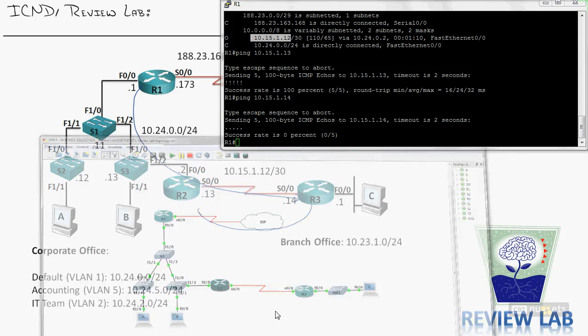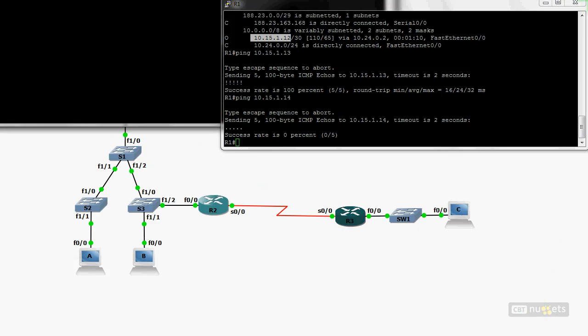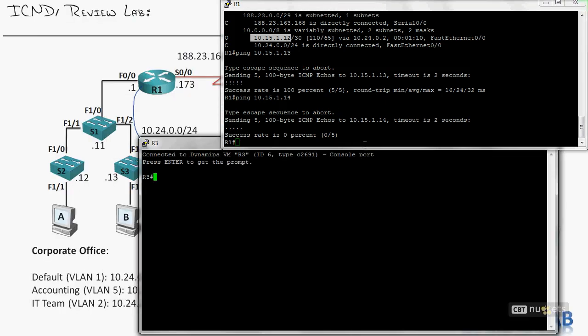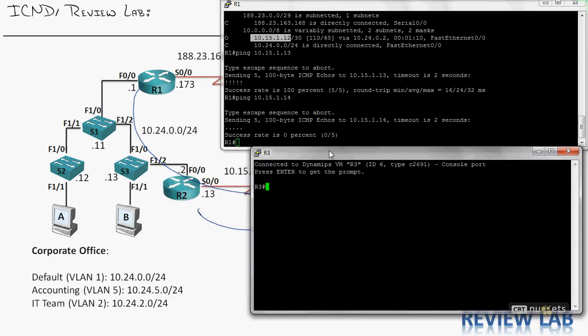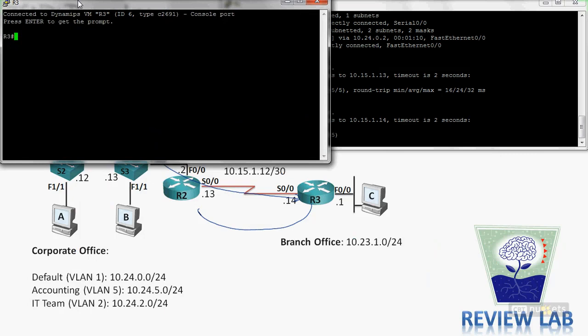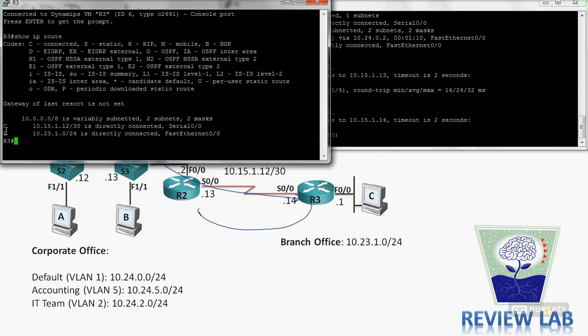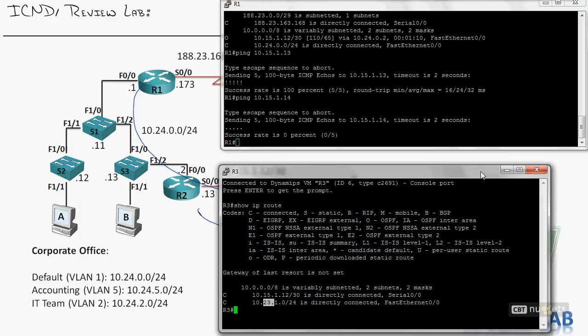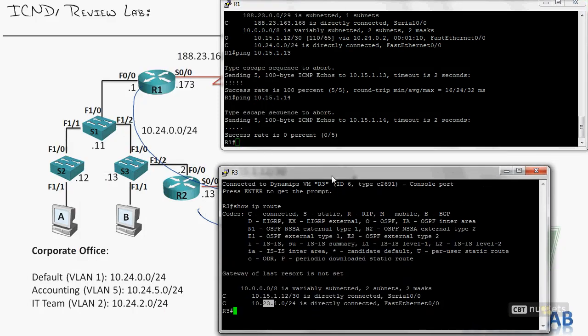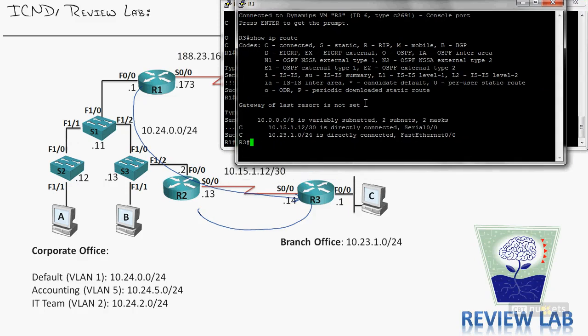Let's hop over to router 3. I have to activate my little always on top mechanism to keep it from going behind the scenes. So I go on router 3. Let's remove it up here and do a show IP route. It only knows about the 10.15 and 10.23. So when it sees packets coming from router 1 on the 10.24 network, it's like, I don't know how to get to you. So let's fix that.